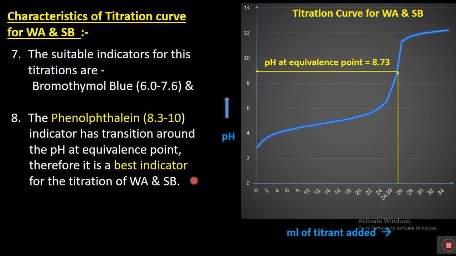In the next lecture, we will see the titration curve for strong acid and weak base.